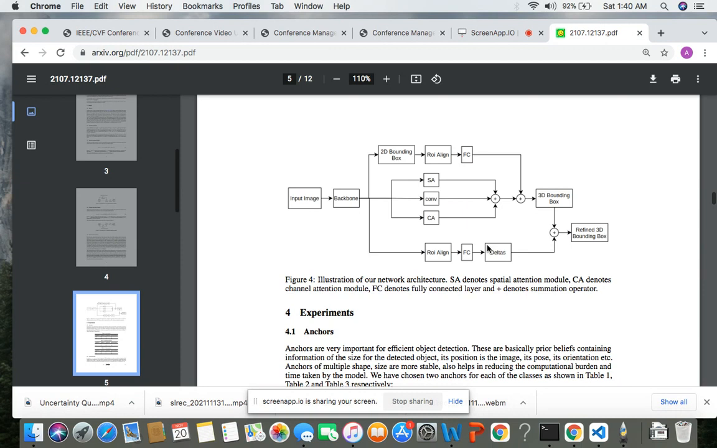Simultaneously, in parallel, we have a spatial and channel attention module here. Here, conv denotes a convolutional block made up of a convolutional layer, pooling layer, batch normalization, and dropouts. Plus denotes a fusion operator. So we get the 3D bounding box coordinates here, and using this delta, the deviation, we are able to get the refined 3D bounding box coordinates.